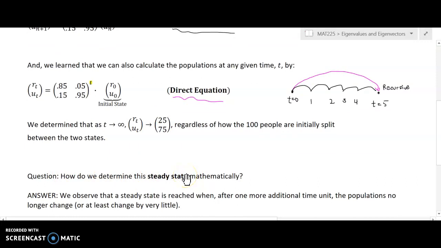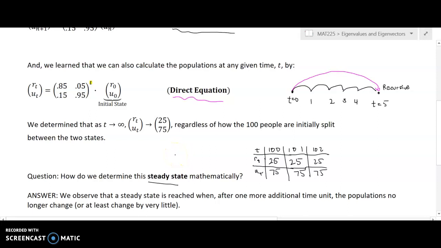So we define a steady state to be a state in which things are no longer changing. So if we looked at the population at, let's say, around time 100, which I think we did observe, we were pretty close to 25-75. If we went one more year beyond that to time 101, we would still be at 25-75. And at time 102, we would still be at 25-75. So this is how we're going to define this thing called a steady state. It means the state of the division of populations is no longer changing.